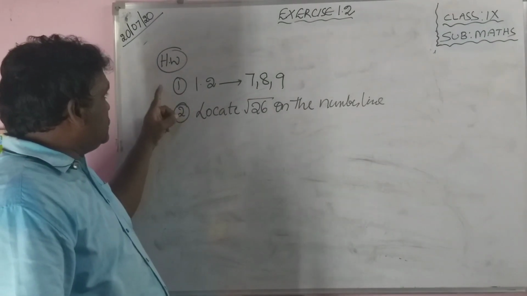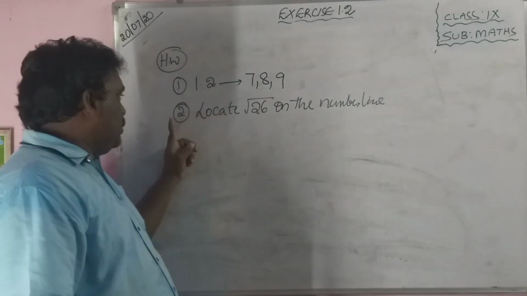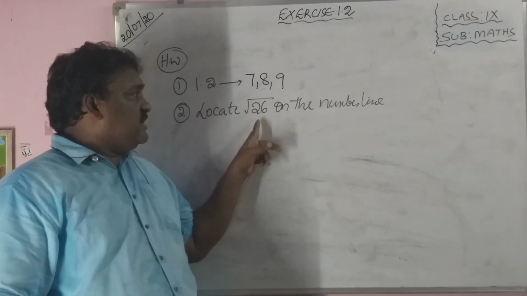Homework for tomorrow is 1.2, sums 7, 8, 9, and you try for one sum. Locate root 26 on the number line.